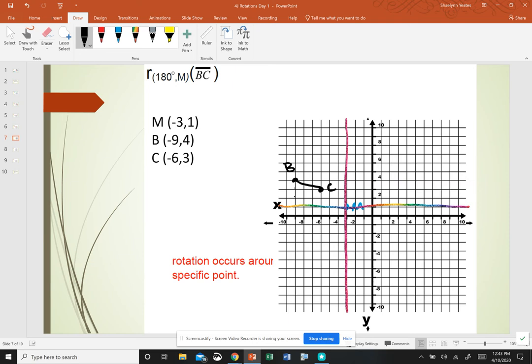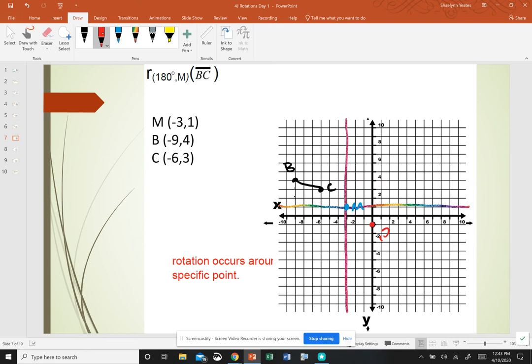So originally, C was 1, 2, 3 to the left. So now I need to go to the left now that I flipped my computer upside down. So 1, 2, 3 to my left. And then it was 2 up. So I'm going to go 2 up. I should switch colors. So this is C prime.